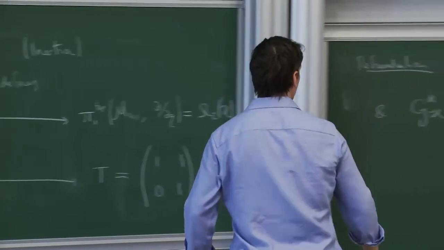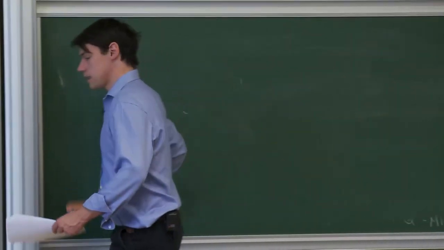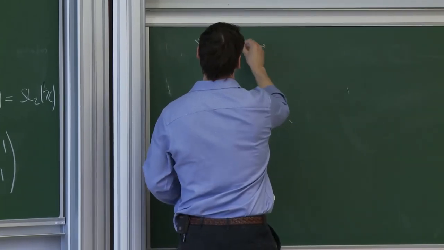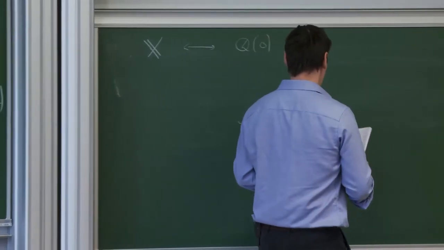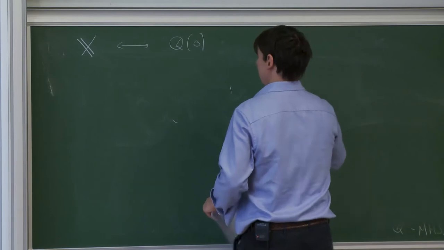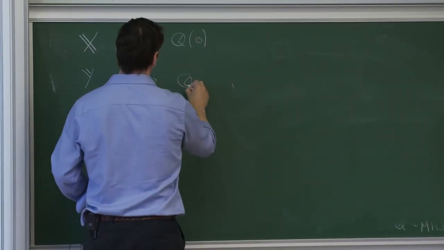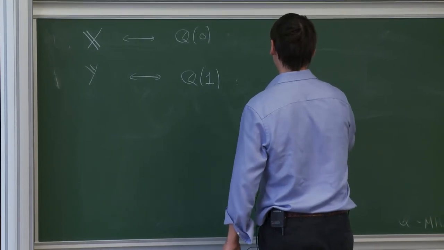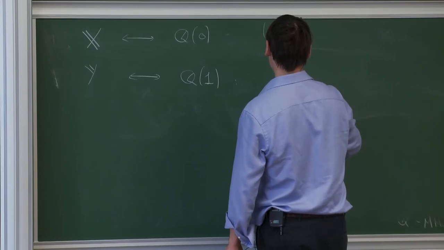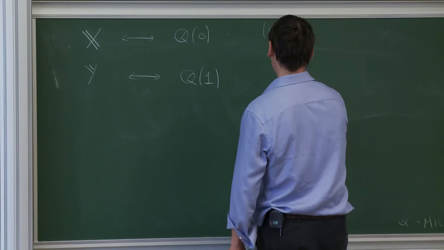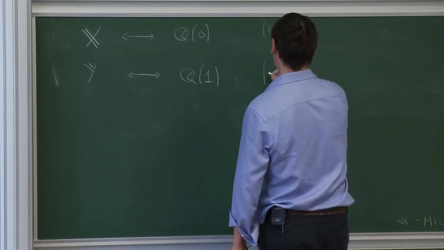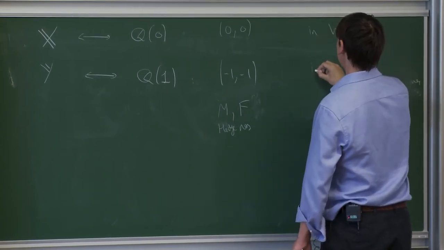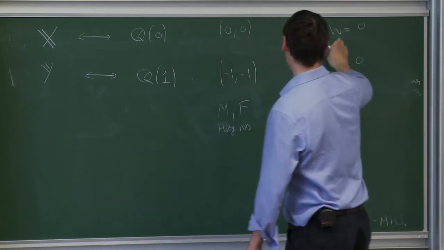So put another way, that tells us that the meaning of the variable x is that it's a copy of Q(0). And the meaning of y is that it's going to span a copy of Q(1). So in terms of the M and F filtrations, the Hodge numbers with respect to M and F are here 0, 0. And here they're minus 1, minus 1. And since we're working with W filtered objects in H, we're going to stick these in W equals 0.